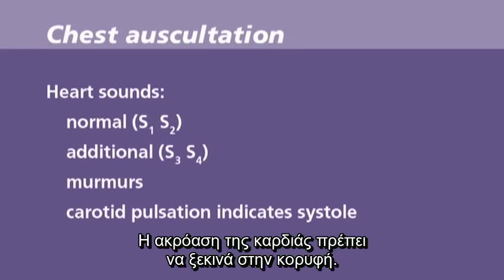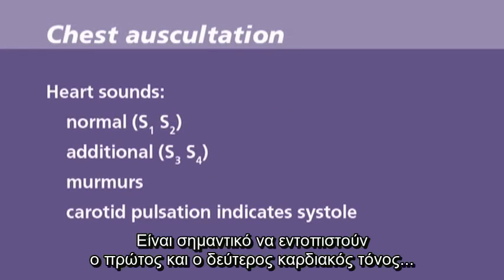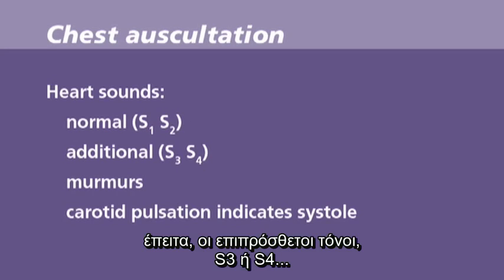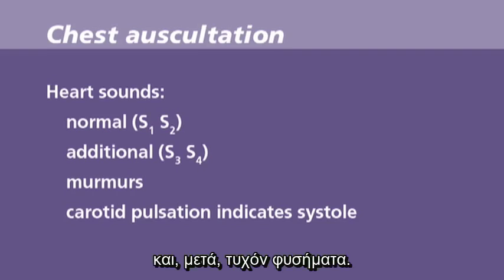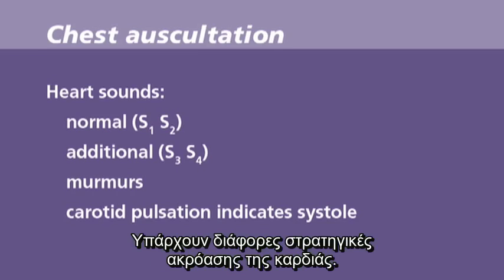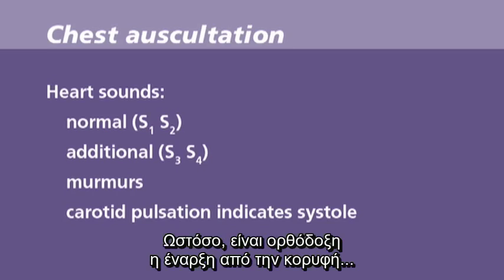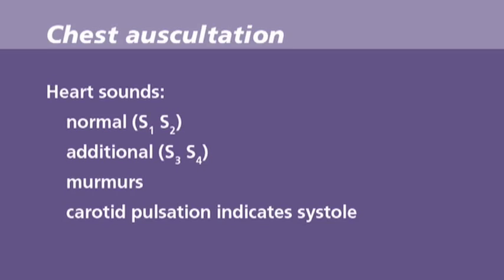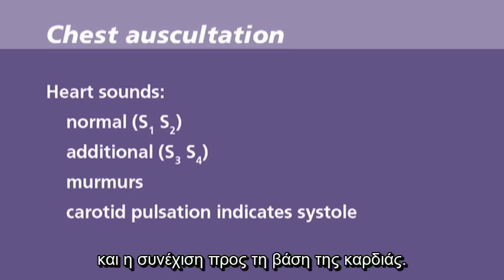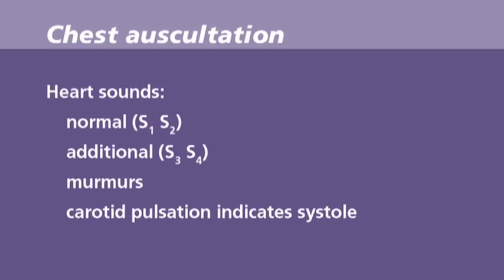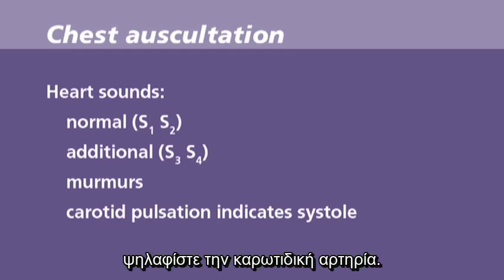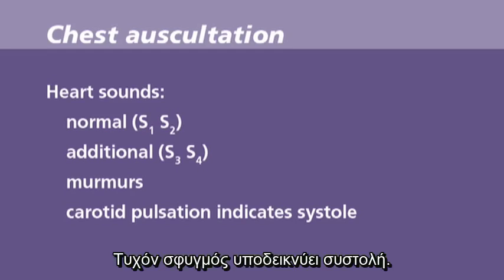Auscultation of the heart should start at the apex. It is important to identify the first and second heart sounds, then the additional sounds, S3 or S4, and then any murmurs. There are a number of strategies for auscultating the heart, and it is likely you'll develop your own way of doing this. However, it is orthodox to start at the apex and proceed towards the base of the heart. If you need to time the murmurs, then palpate the carotid artery. A pulsation will indicate systole.